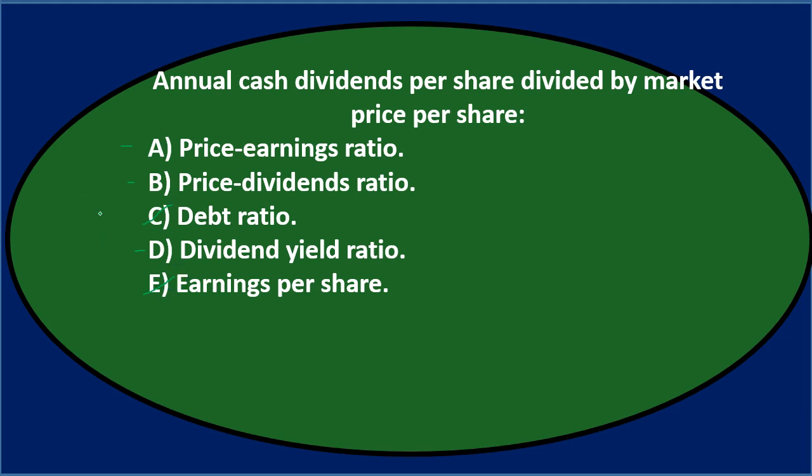Annual cash dividends per share divided by market price per share is either A, price earnings ratio, B, price dividends ratio, or D, dividend yield ratio. Of those three, the correct answer is going to be the dividend yield ratio, because the dividend yield ratio is going to be the dividends divided by the market price.